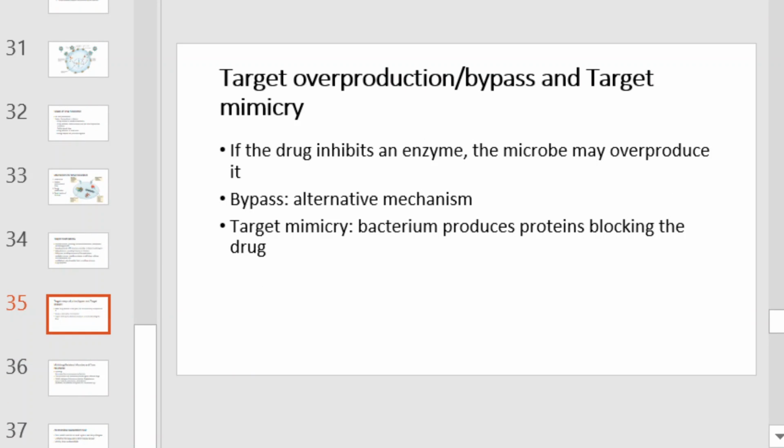Target overproduction, or bypass and target mimicry. If the drug inhibits an enzyme, the microbe may overproduce it. The bypass is an alternative mechanism. Target mimicry involves bacteria producing proteins that block the drug.